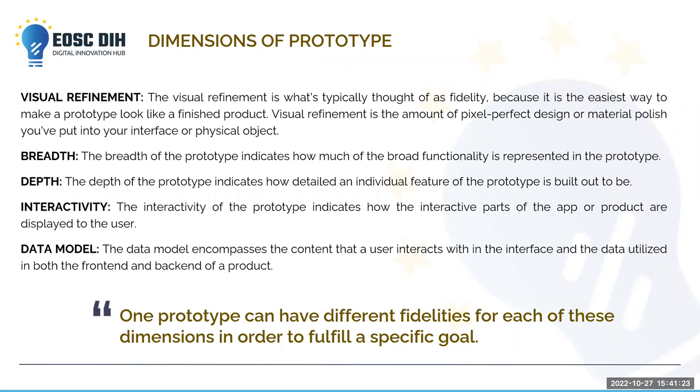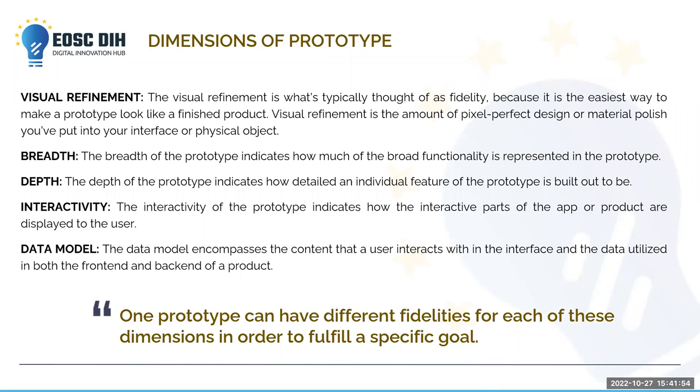One final point here is one prototype can have different fidelities for each of these dimensions in order to fulfill a specific goal, right? So you can have a very high visual refined website layout, but you can have a low data model in terms of what content you have in that website, right? You can have a very beautifully built visual app, but you may not add all the functionalities to it to test.